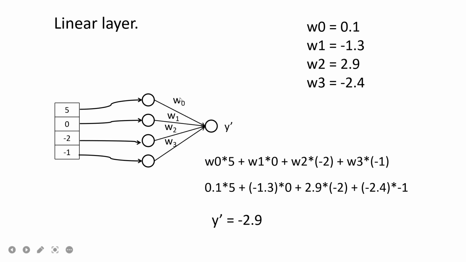This equation will be followed. w0 will be multiplied by 5, w1 by 0, w2 by minus 2, and w3 by minus 1. So you know linear regression, I hope. Again, w0 into 5, where w0 is 0.1, then w1 into 0, where w1 is minus 1.3, then w2 is 2.9, and the minus 2 comes from here, and w3 is minus 2.4, and minus 1 comes from here. If you substitute all the values, you get y dash, which here is minus 2.9.